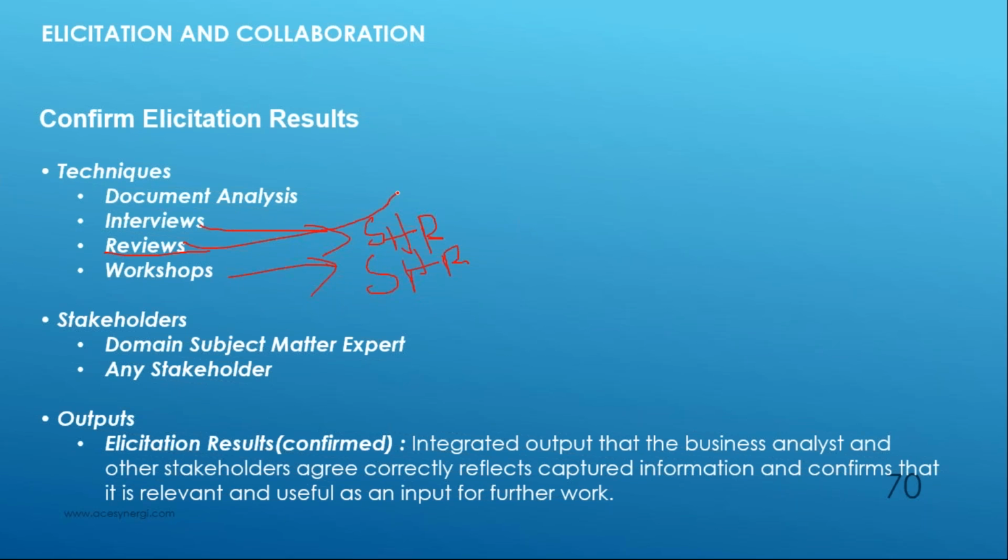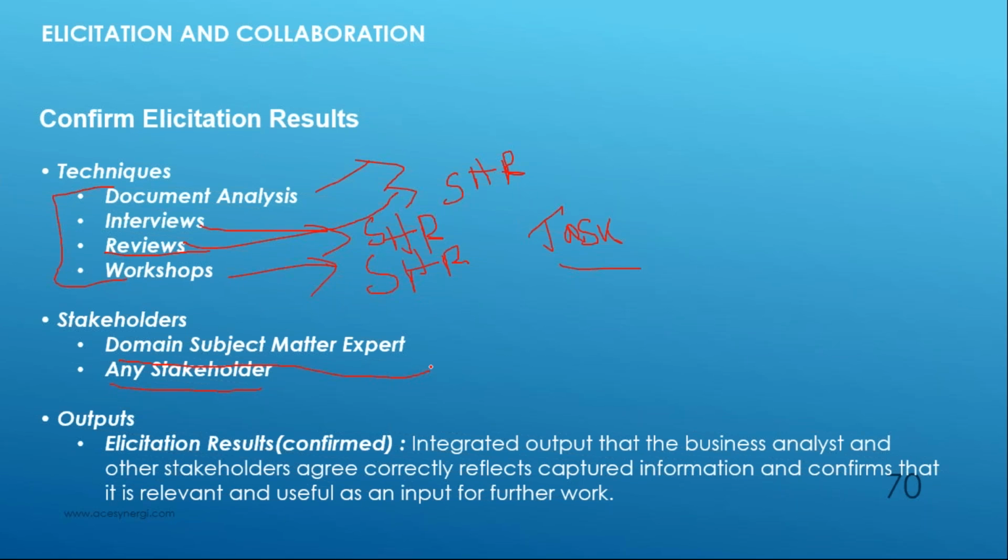Interview can also be one important technique, in which you talk to the stakeholders. Document analysis uses the existing information that you have. So here you will be using four techniques: document analysis, interview, reviews, and workshops. Now, in the previous task also, we had stakeholders while conducting elicitation. And apart from that, you will also have what we call the domain subject matter expert.